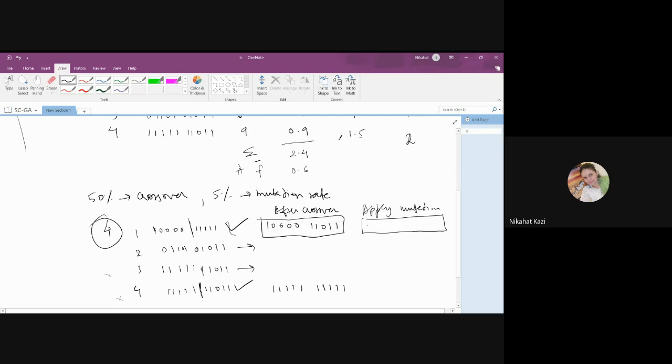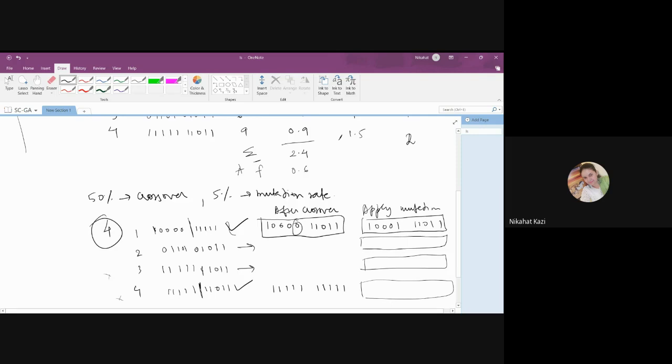Okay, so any one bit you randomly select. Again, suppose I'm choosing this bit. So apply mutation, and then you will get the new strings. Okay, and are you going to do it for only these two strings? No, mutation is per string. For all the strings you are applying the mutation.